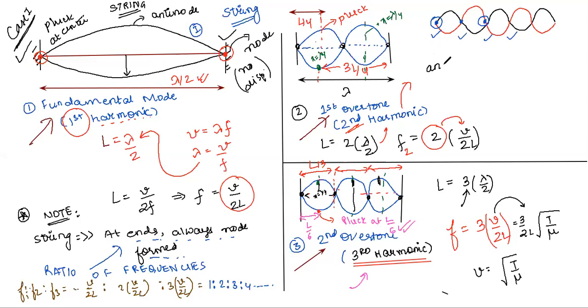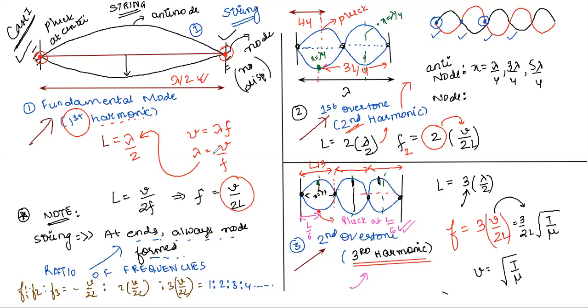So we can write that in case of a string, the locations or positions of antinodes are lambda by 4, 3 lambda by 4, and 5 lambda by 4. What about nodes? Can you check them in case of a string?